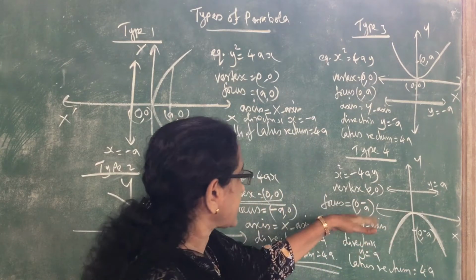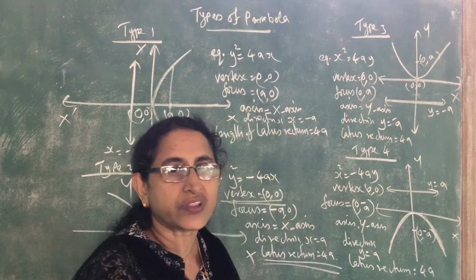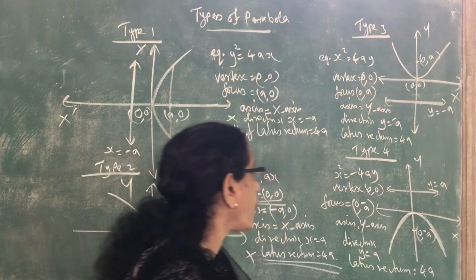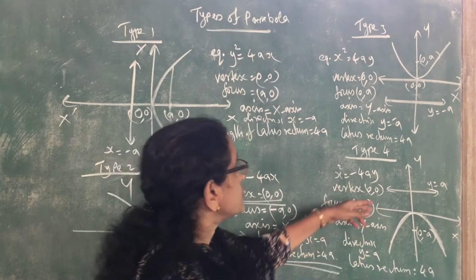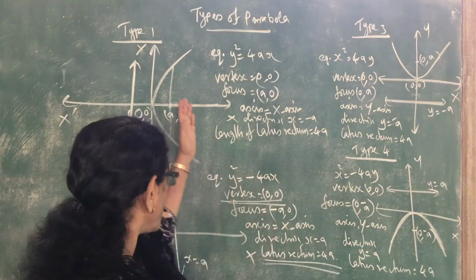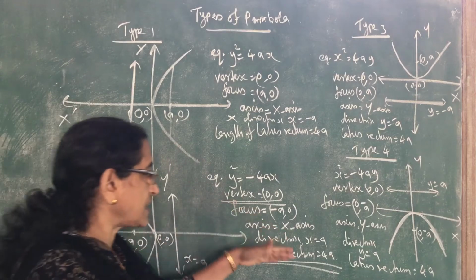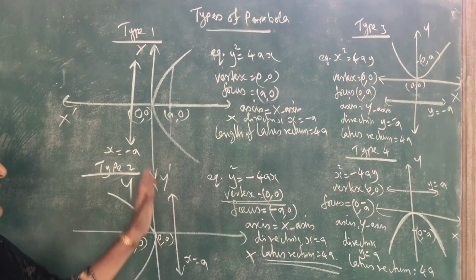So the vertex is the same, (0, 0). The length of the latus rectum is the same for all four parabolas, 4a. Here also the axis of the parabola is the y-axis. So in these two cases the axis is the y-axis, and in these two cases the axis is the x-axis. So these are the things you have to remember. All four types of parabola you have to remember.